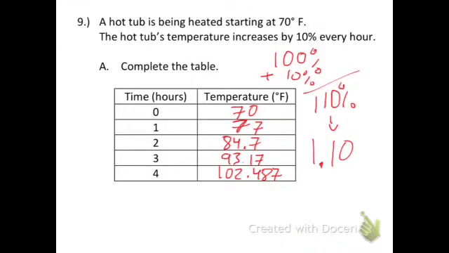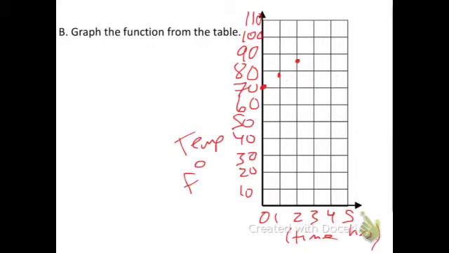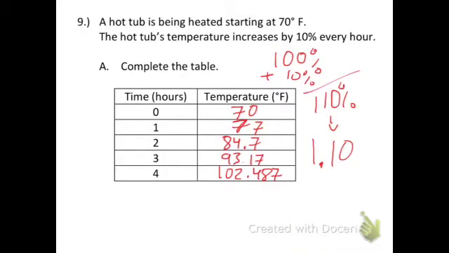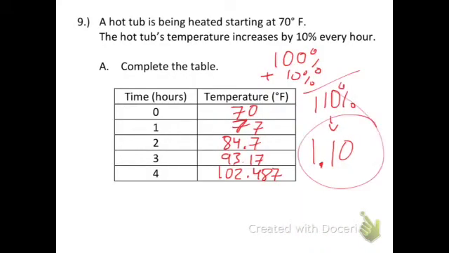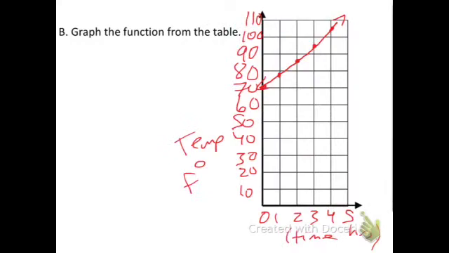And then we got (3, 93.17), again like that. And then we got (4, 102). And wow, that kind of looks like a line there, but it's got a slight curve to it. And we know it's an exponential because we're multiplying by a number every time. It's just not growing very quickly. It's not like increasing really quickly at this point. It just kind of looks like a linear. But yeah, there's your graph. And we're done with this assignment.